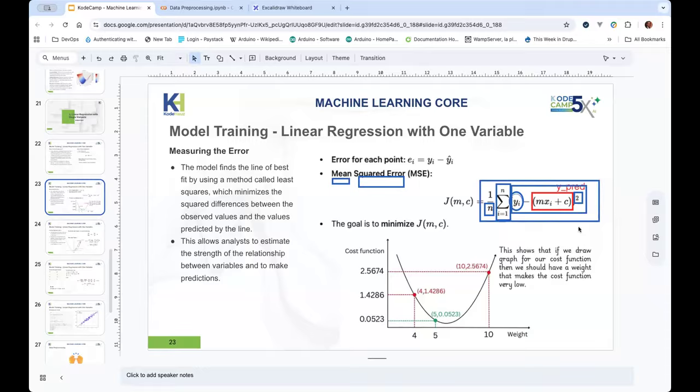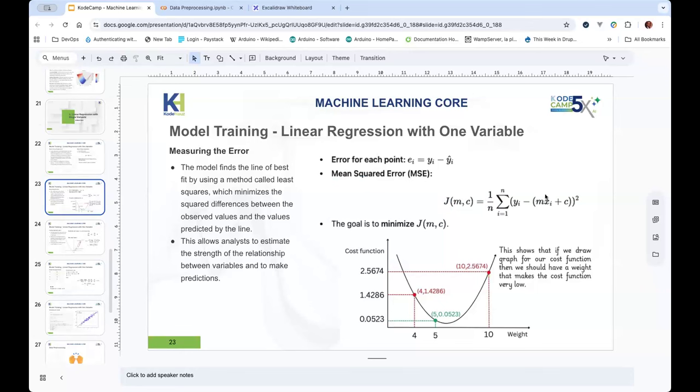That is this whole thing. That is J. J stands for cost function. So that's the cost function. So when you now see this formula, it might confuse you. You say, man, what does this thing mean? It is not magic. It is not hard. It is simple. This is the mean square error.